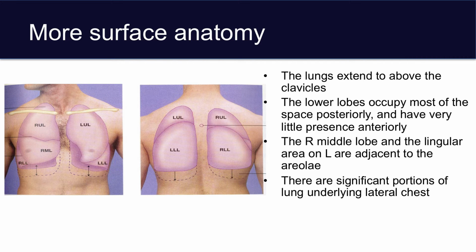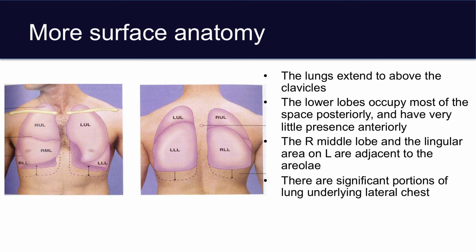Here are projections of the lungs onto the chest. A few important points. The lungs do extend above the clavicles. This is important to know in that penetrating injuries to the neck or surgeries involving the neck can cause lung injuries. Looking at the approach from the front, the right or upper pectoral area overlies the right upper lobe.